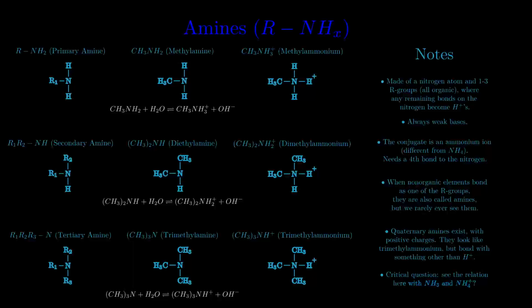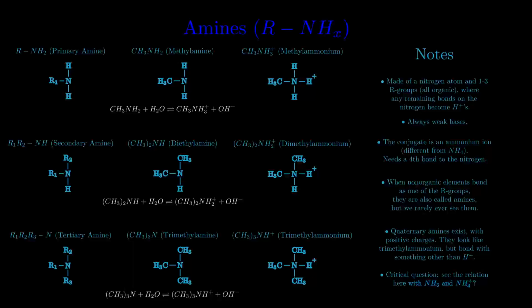And then that next one, when non-organic elements bond as one of the R groups, they are also called amines, but we rarely ever see them. So instead of seeing an R group where you would just have CH3 or C2H5, you may see an R group that has, instead of H3C, because the total charge on that would be +1, you would see silver, Ag, because that also has a charge of +1. That is something you can see, but we probably won't see it.